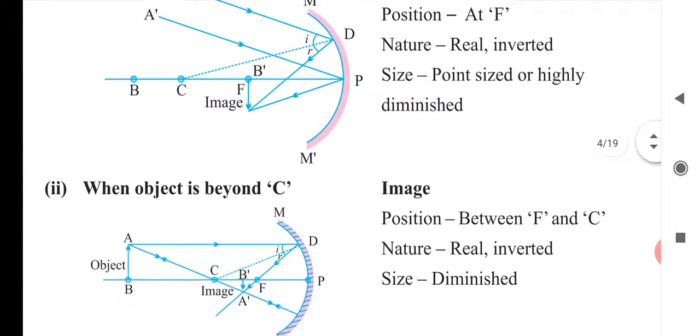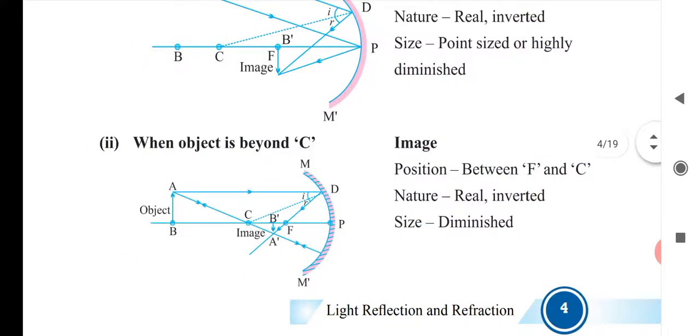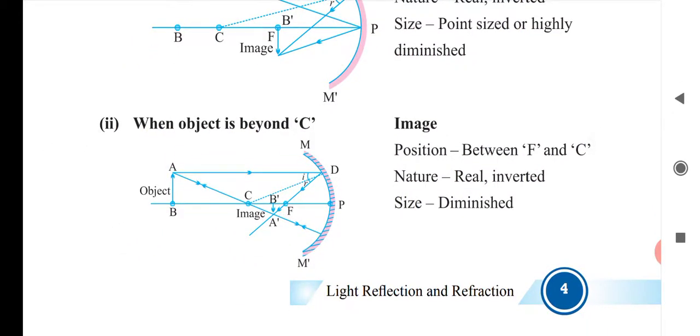Next is when the object is placed behind C, that is, behind the center of curvature. When the object is placed behind the center of curvature, you can take any two rays. The first ray is passing parallel to the principal axis.